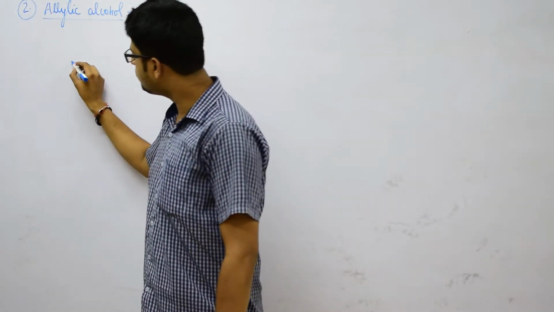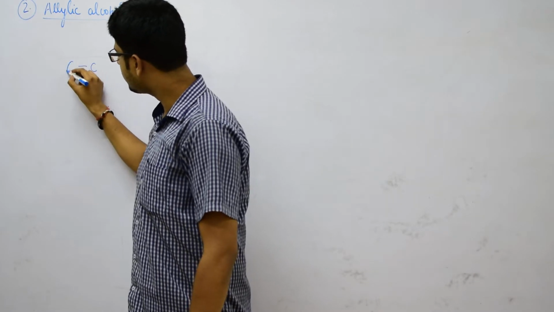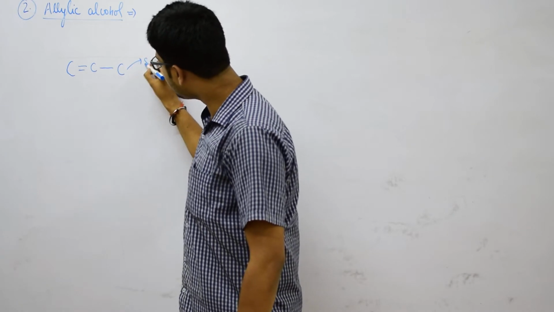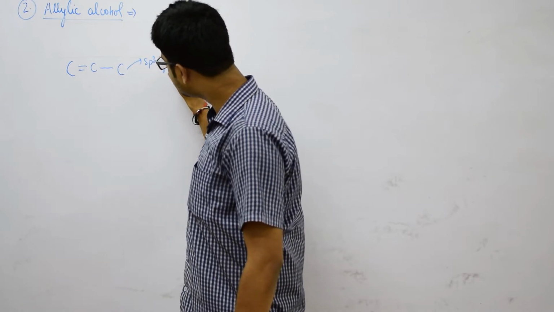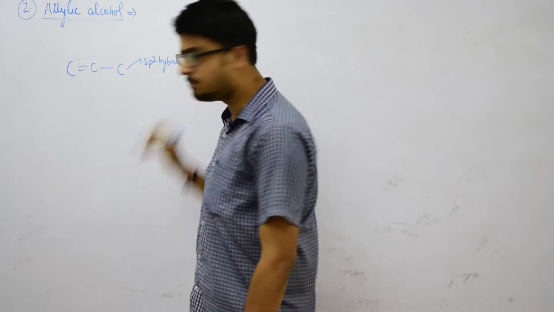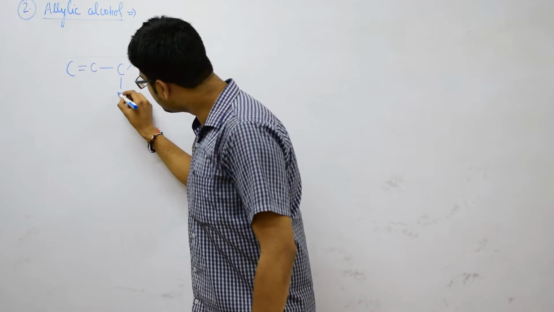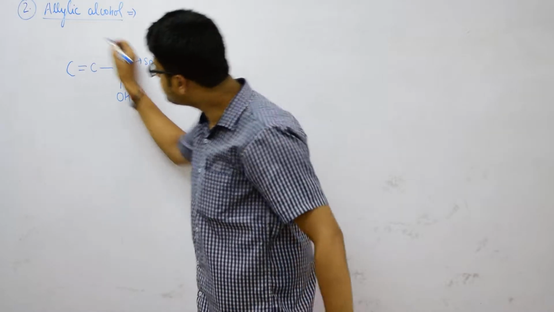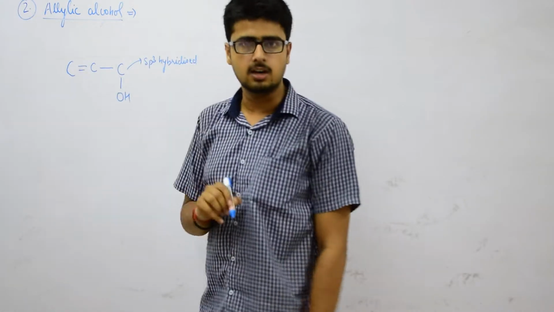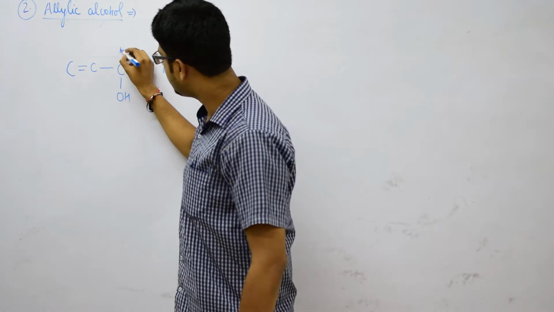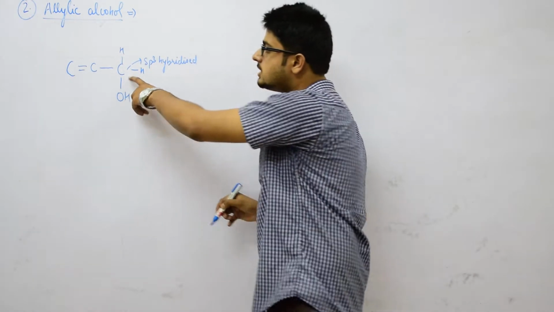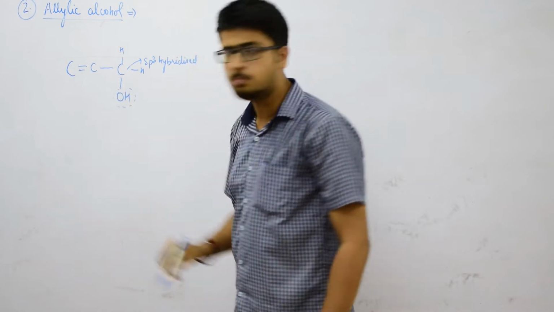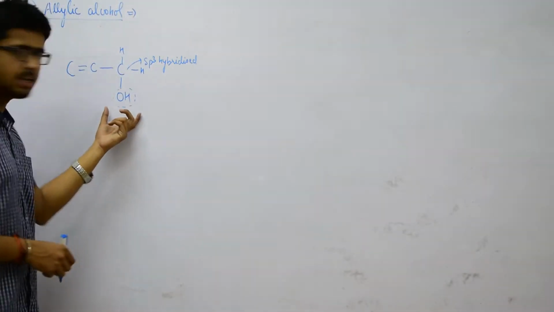In allylic alcohol we have a carbon-carbon double bond, and to this carbon-carbon double bond an sp3 hybridized carbon is attached. This is our sp3 hybridized carbon atom. And if an OH group is introduced to this sp3 hybridized carbon atom, like this OH group, then this type of alcohol is called allylic alcohol.